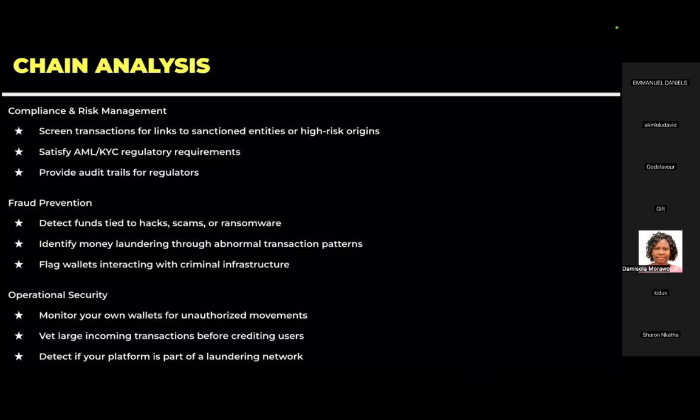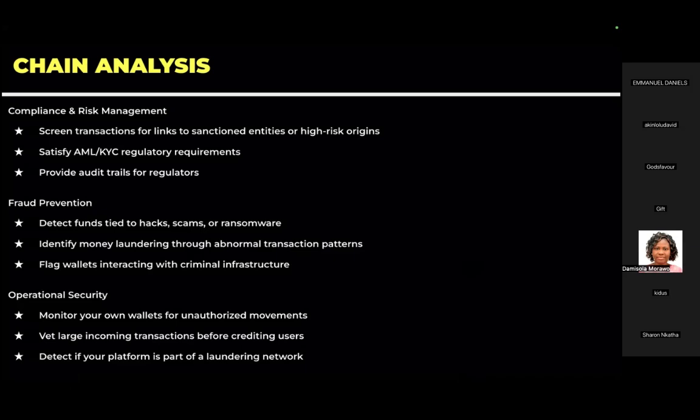Or if it is a blacklisted address and somebody has access to their account and they're trying to send it to themselves, you don't enable it. Say they're able to go through all those 2FA and everything, at least you'll be able to detect fraud with your chain analysis. And then you're able to identify money laundering. You're able to flag wallets that interact with criminal infrastructure. Then for operational security, you're able to monitor your own wallet for unauthorized moves. You're able to detect if your platform is also part of a laundering network.